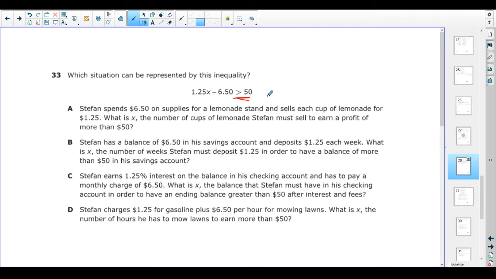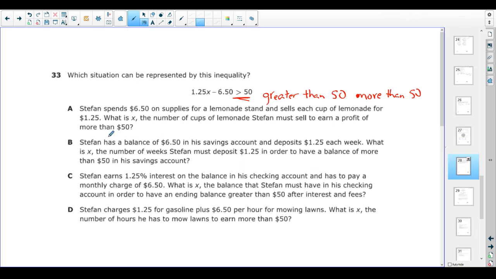This says greater than 50 or more than 50. I'm going to go through my answer choices and I'm going to see if any of them don't say more than 50. And that way I can eliminate them. I don't have to think about it anymore.